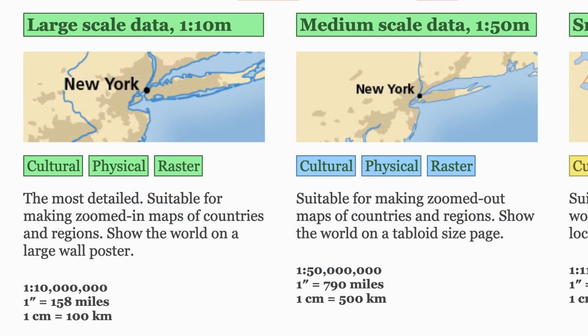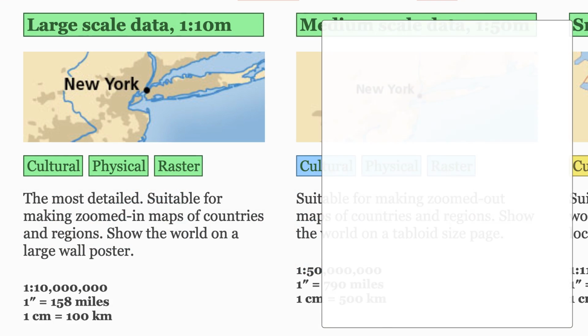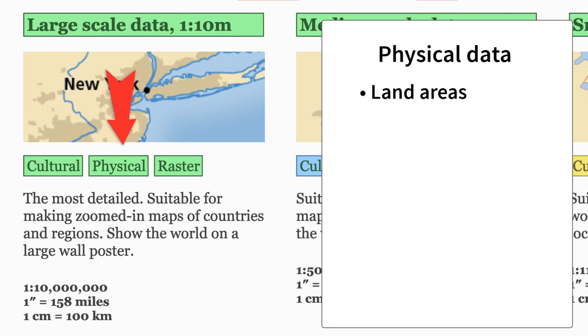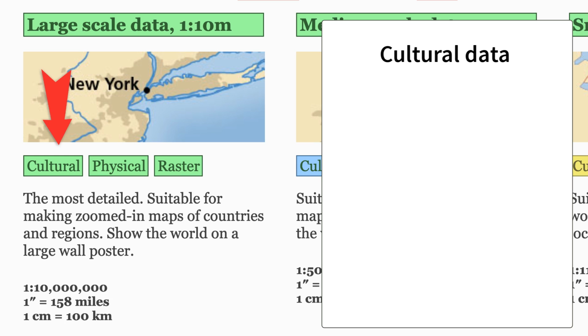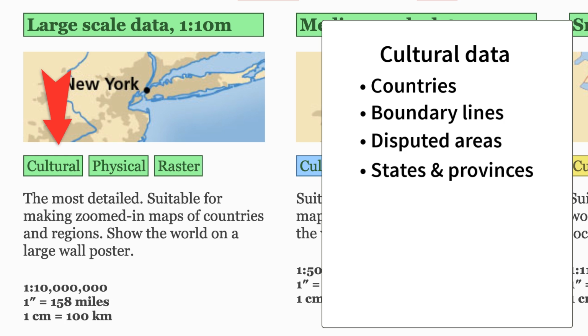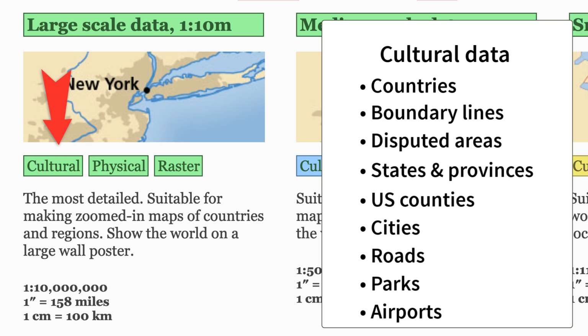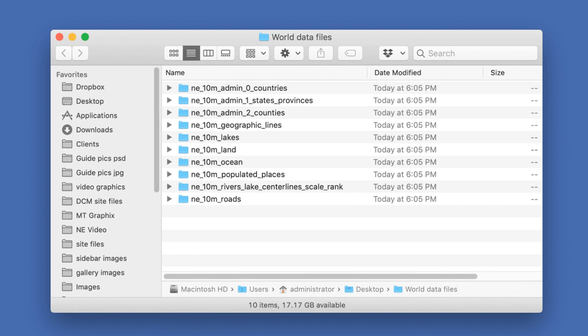The vector data is separated into cultural and physical categories. The physical data includes land areas, islands, oceans, rivers and lakes, bathymetry, labels, and geographic lines and grids. The cultural data includes countries, boundary lines, disputed areas, states and provinces, U.S. counties, cities, roads, parks, airports, plus a few others. I keep several of these data sets, such as country and state borders, on hand as my default sources for every large area map project.